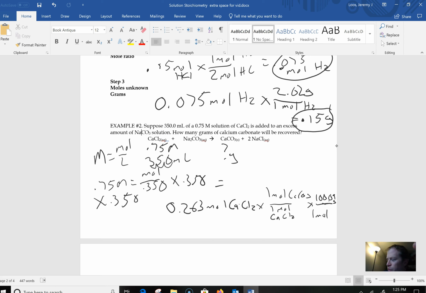So basically it's 0.263 times 100.09. Call it 26.3, two significant figures here probably because of that, so we'll call it 26 grams. And that's our answer.